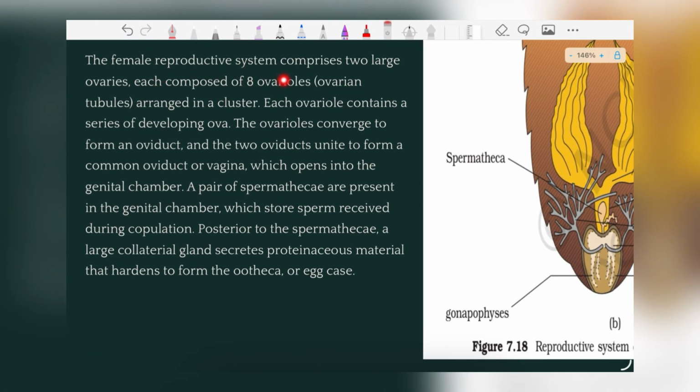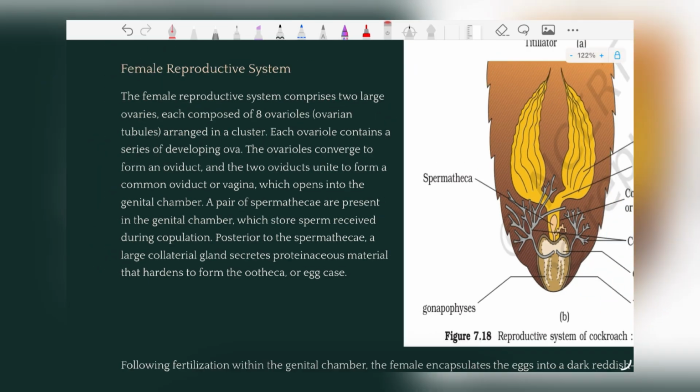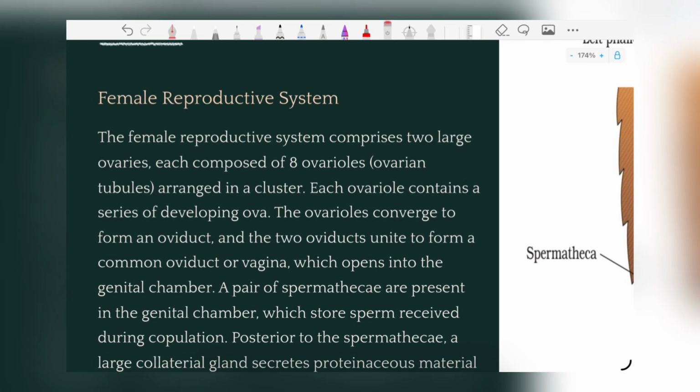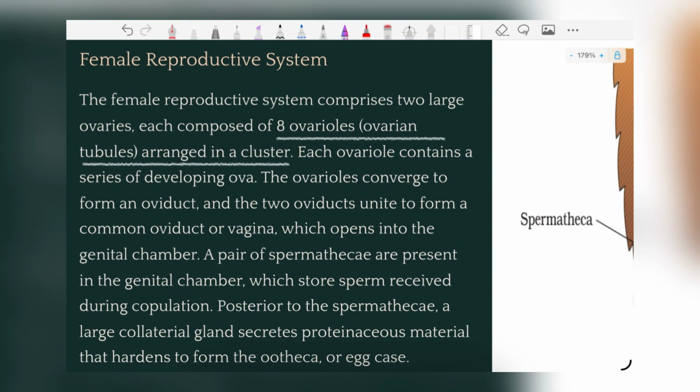The female reproductive system comprises two large ovaries, each composed of 8 ovarioles, ovarian tubules arranged in clusters. This is the first ovariole, this is second, third, fourth, fifth, sixth, seventh, eighth. These are 8 ovarioles, ovarian tubules arranged in clusters. Each ovariole contains a series of developing ova.